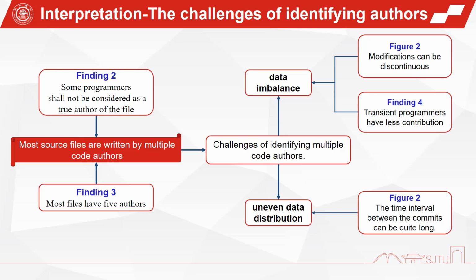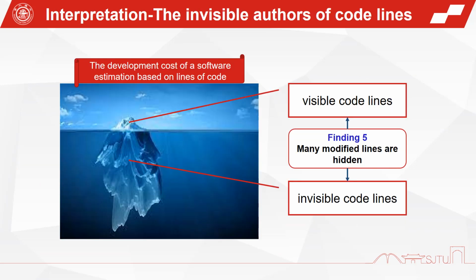We interpret our findings. First, the challenges of identifying authors. Findings 2 and 3 show that most source files are written by multiple code authors. And our results show some potential opportunities and challenges of identifying multiple code authors, such as data imbalance and uneven data distribution problem. Second, the invisible authors of code lines. For example, it has been a hot research topic to estimate the development cost of a source file. Typically, these approaches use lines of code to measure development cost. Finding 5 shows that there are many invisible lines of code behind those visible ones, and the ratio can be high. Instead of those visible lines, those invisible lines can be a better indicator of the development cost.